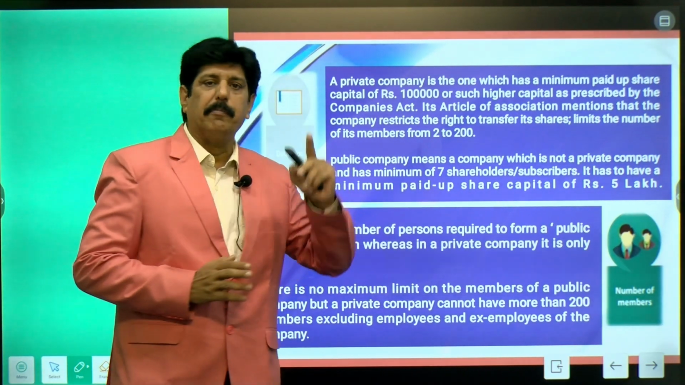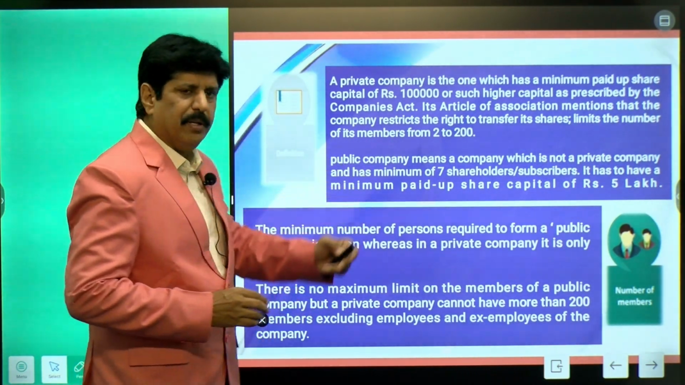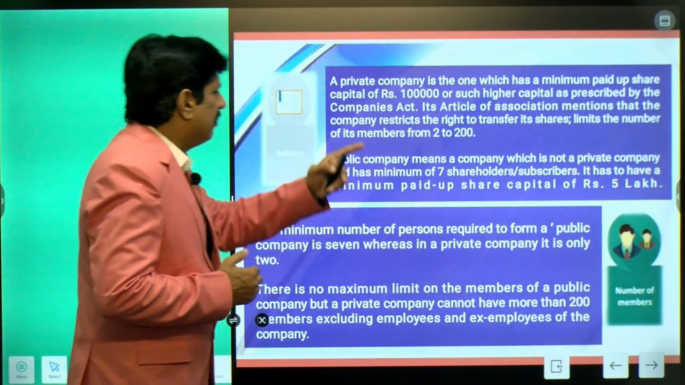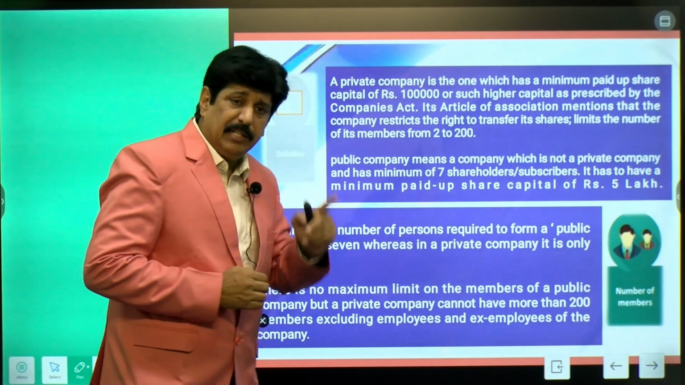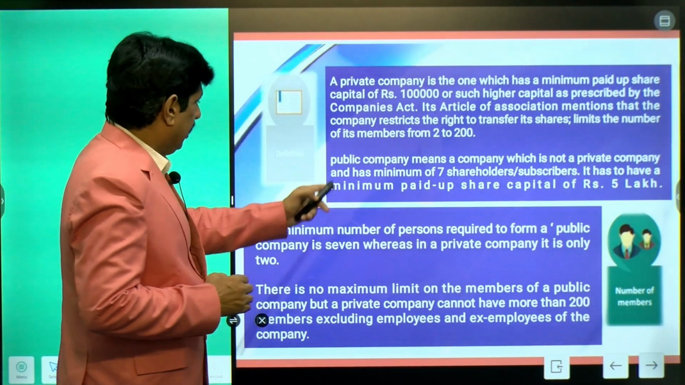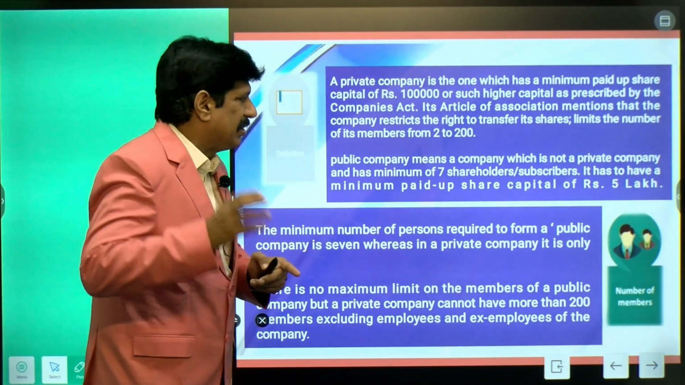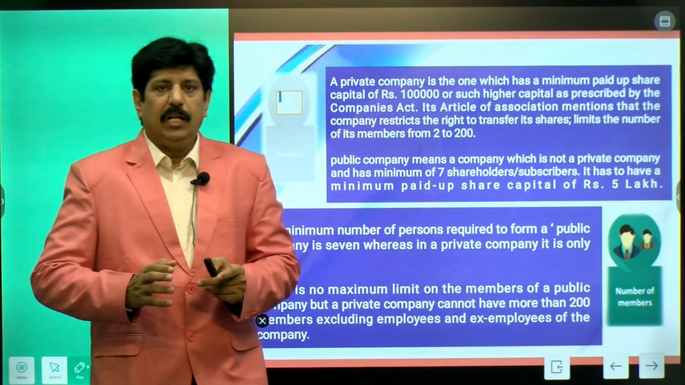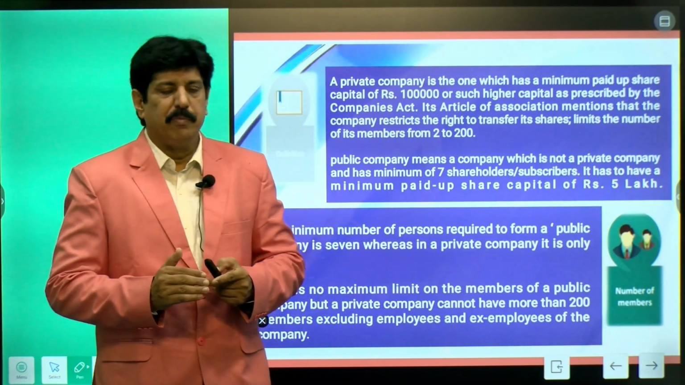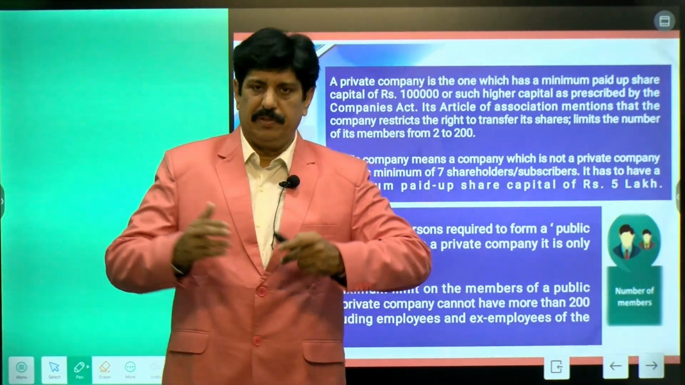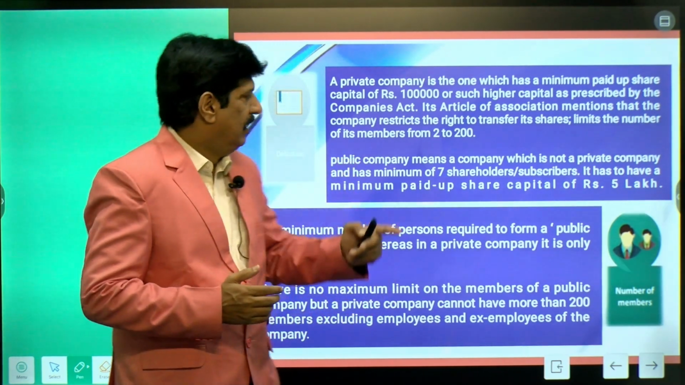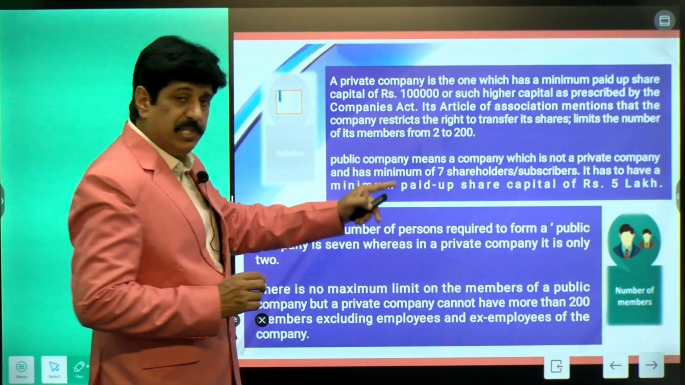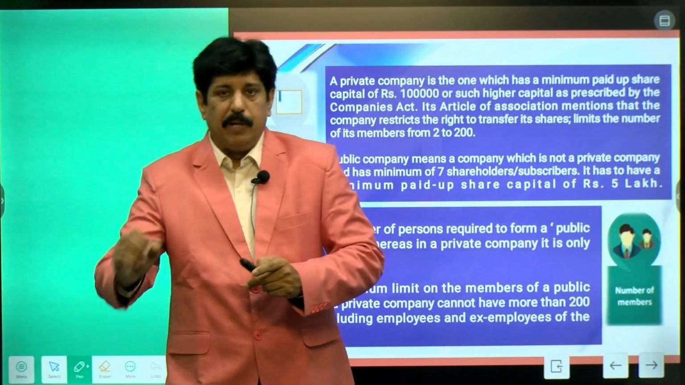So coming to the public company. A public company means, obviously, one which is not a private company. But relating to the number of members of a public company, there must be a minimum of 7 shareholders or subscribers, and it has a minimum paid up capital of 5 lakhs. When it comes to the maximum members, there is no limitation as per the Companies Act, and from the share capital point of view, minimum 5 lakhs paid up share capital is required. With these features, we can identify which company is a public company.